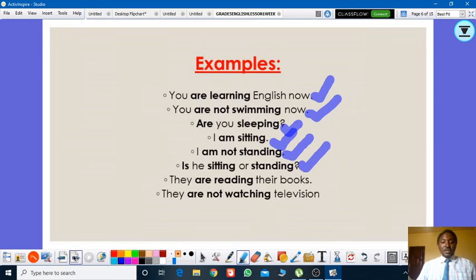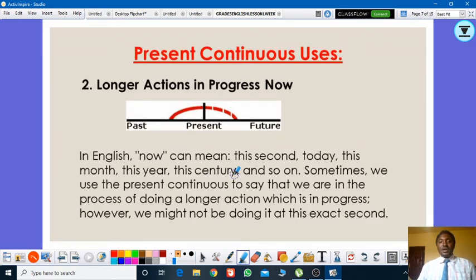Very good. The next use of the present continuous tense, number two, is to tell longer actions in progress at this very moment. As you can see from the diagram, again we have the present, past and future. So in English, now can mean this very second, today, this month, this year, this century, and so on.